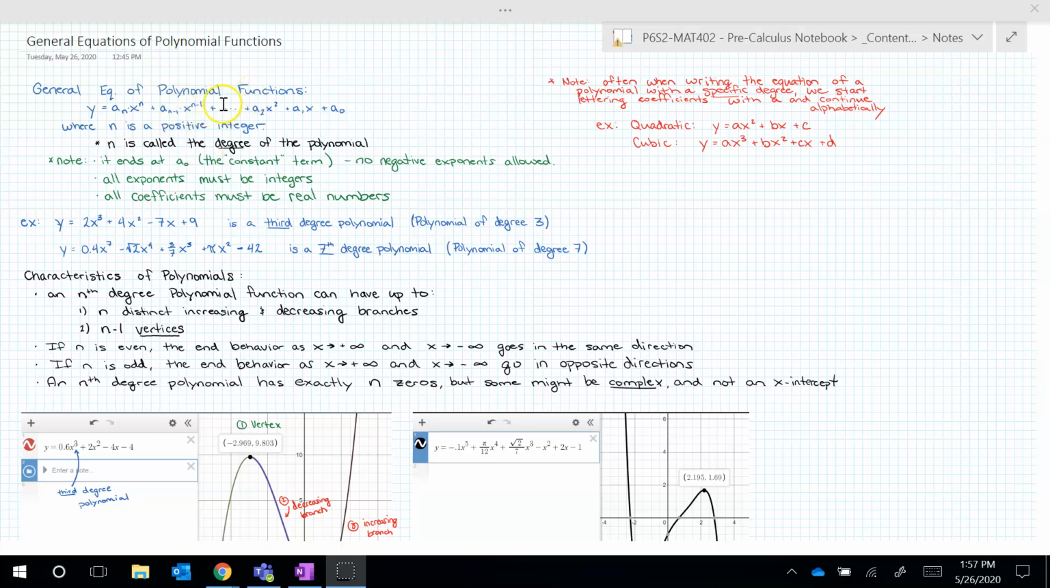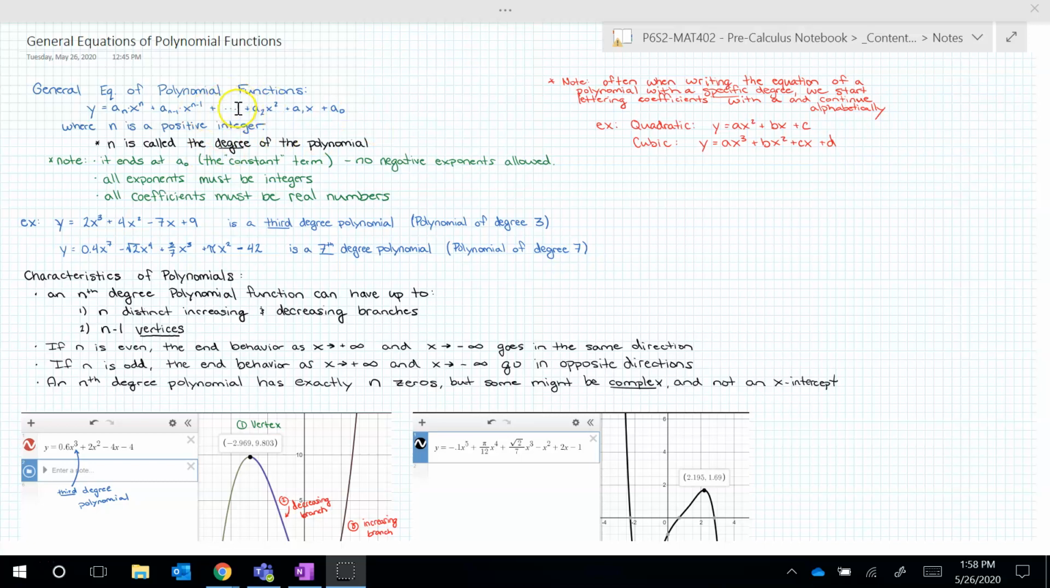Then it would just continue on down, right? A sub 3, x cubed, and eventually a sub 2, x squared, a sub 1 times x to the first power. When it's to the first, we usually don't write anything. And then finally a sub 0 times x to the 0 if you want to put it there, but anything to the 0 power is just 1, so that last term is always just a sub 0, right?